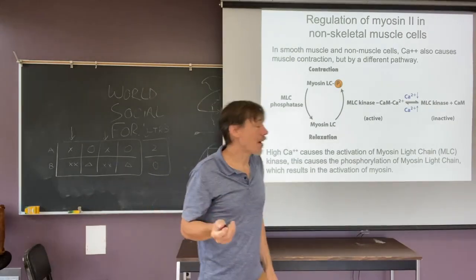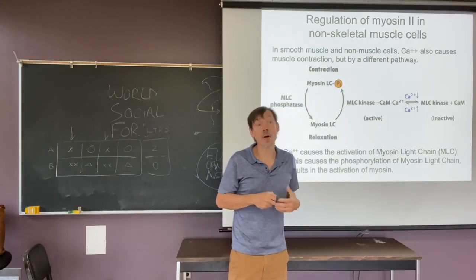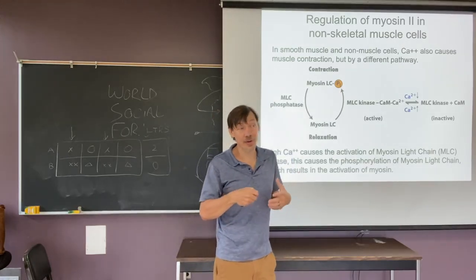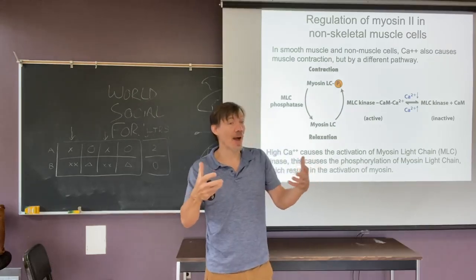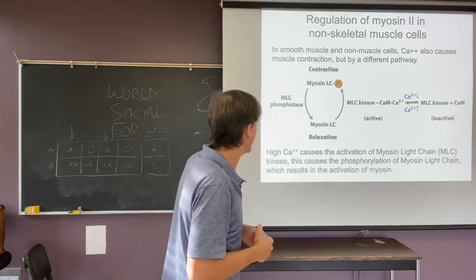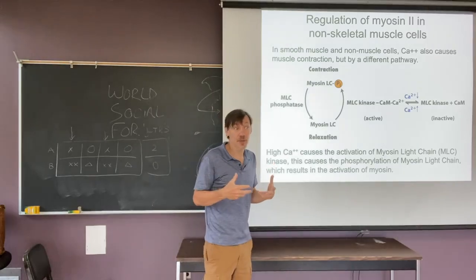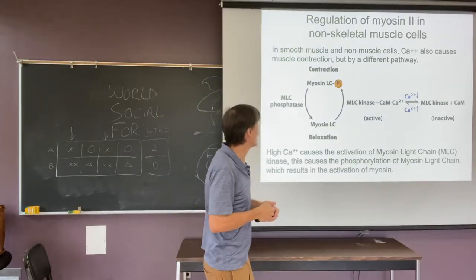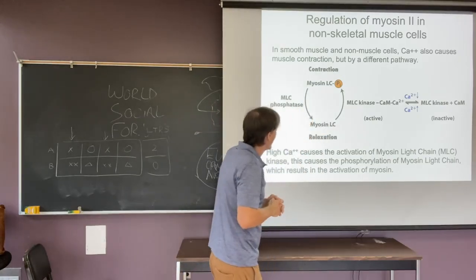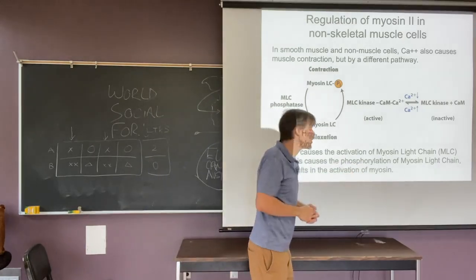So it turns out that in non-skeletal cells, there is something called non-muscle myosin 2. And it's the more evolutionarily ancient of these two types of myosin 2. So all of our cells have non-muscle myosin 2 in it. And it turns out that it uses a radically different pathway to modulate myosin activity. So in our smooth muscles as well, calcium causes muscle contraction.